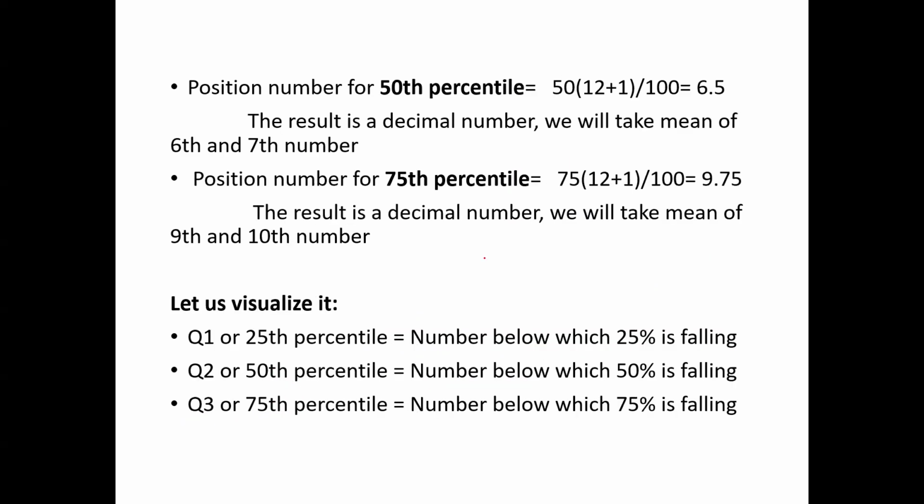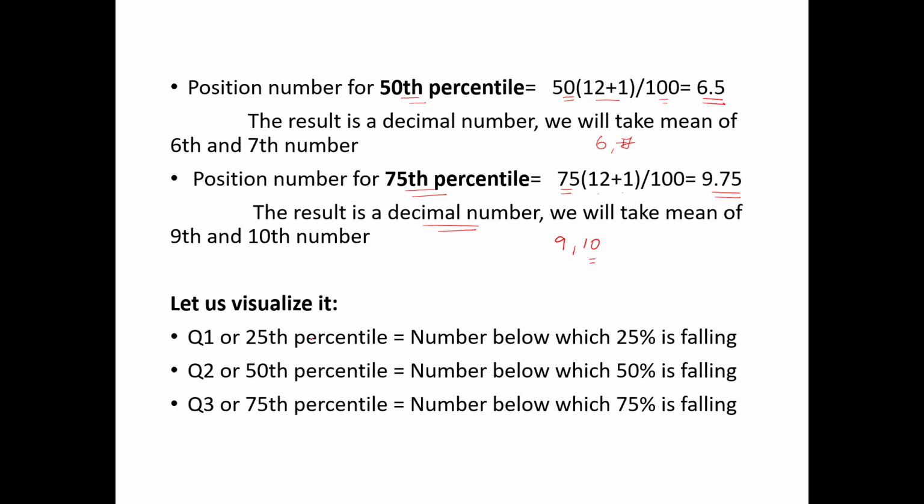Similarly, the position number for the 50th percentile, that is 50 times (12 plus 1) divided by 100, which equals 6.5. Again, we got a decimal number. So we are going to take the mean value of the 6th and its following number, that is the 7th one. Next, the 75th percentile, that is 75 times (12 plus 1) divided by 100, that is 9.75. Again, the result is a decimal number. We will take the mean value of the 9th and its following 10th number. This is how we are going to find out the percentile for a given data set.